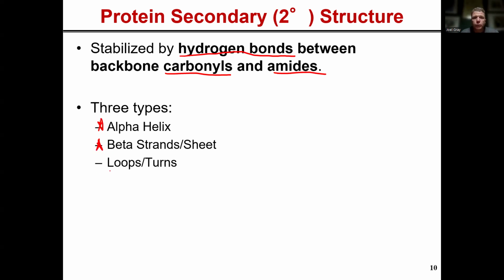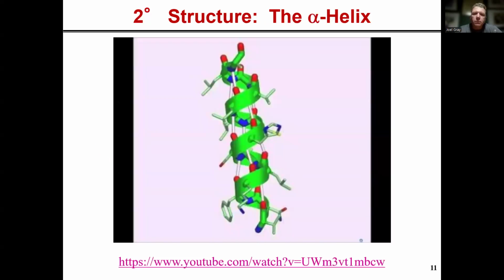Now, there are also loops and turns, and I'll mention those. But when it comes to understanding and being able to put them together, I would recommend having a strong understanding of the alpha helix and beta strands. Here's an example of what an alpha helix looks like. Now, one thing that I want you to notice about this is that an alpha helix is a right-handed helix.